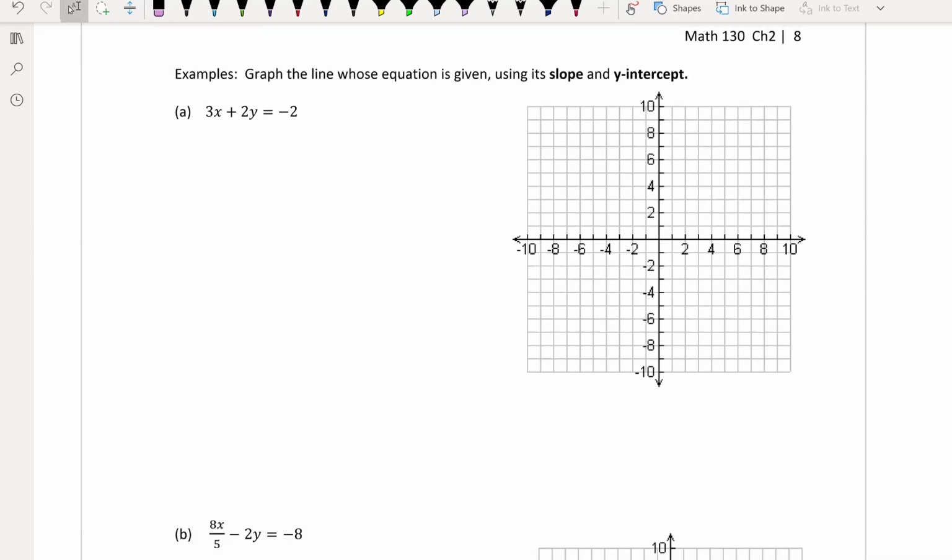Now for this example, it says graph a line whose equation is given using its slope and y-intercept. So here, maybe the nicest thing to do is isolate the y. So you can see the y is equal to mx plus b, where m is the slope and b is that y-intercept.